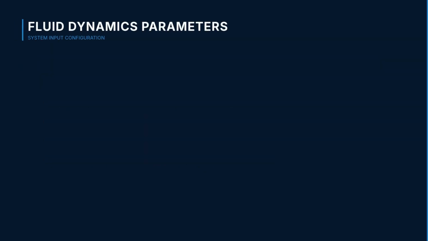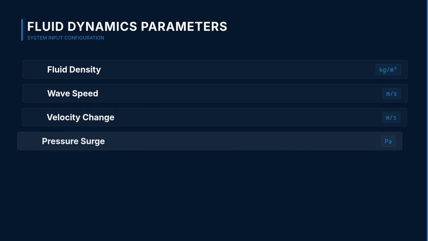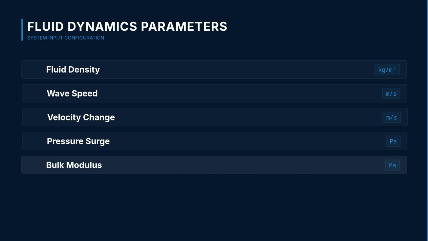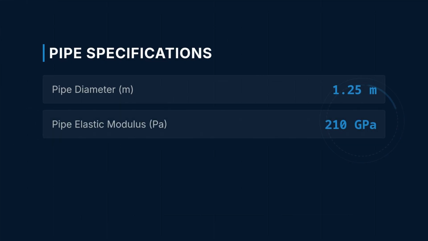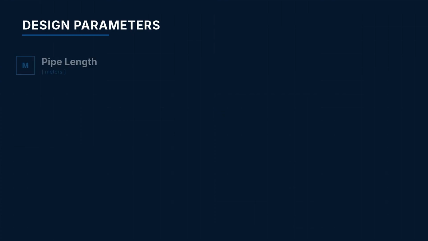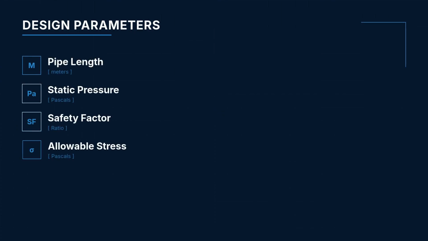The input fields are fluid density in kilograms per cubic meter, wave speed in meters per second, velocity change in meters per second, pressure surge in pascals, bulk modulus in pascals, pipe diameter in meters, pipe elastic modulus in pascals, wall thickness in meters, pipe length in meters, static pressure in pascals, safety factor, and allowable stress in pascals.